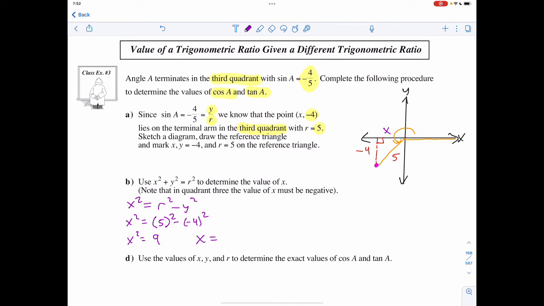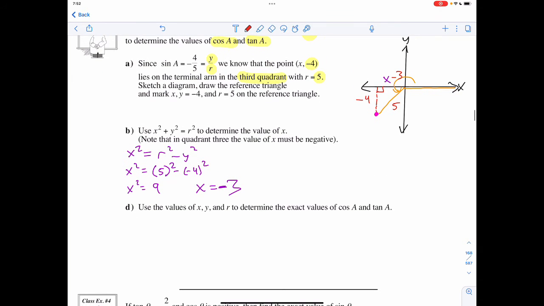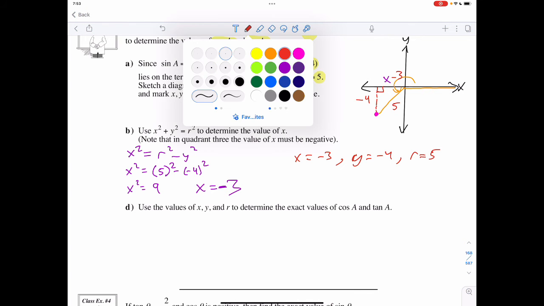Now x would equal 3, but here's where you need to use logic. Because it's in quadrant 3, we know that x is actually negative. We already know that based on where it exists. So even though it's 3 units along here, the actual x value would be -3. Now that I know that x is -3, y is -4, and r is 5, I can solve for the other ratios.